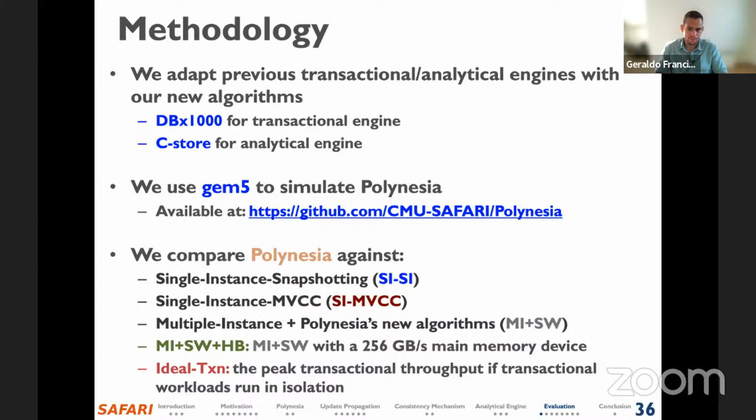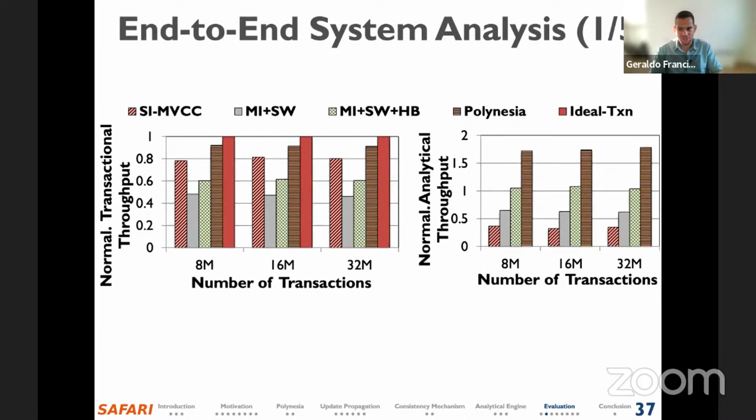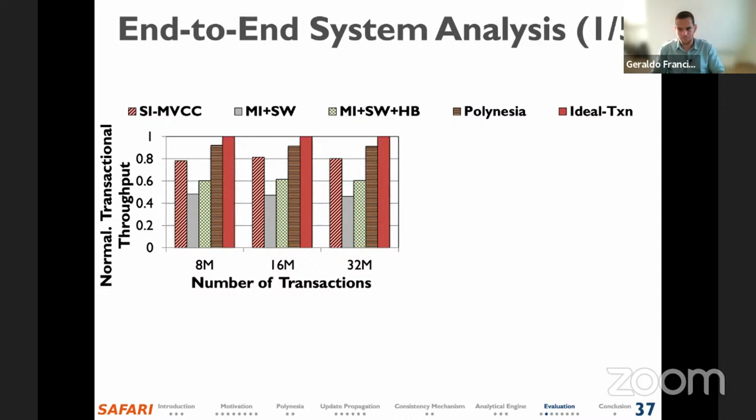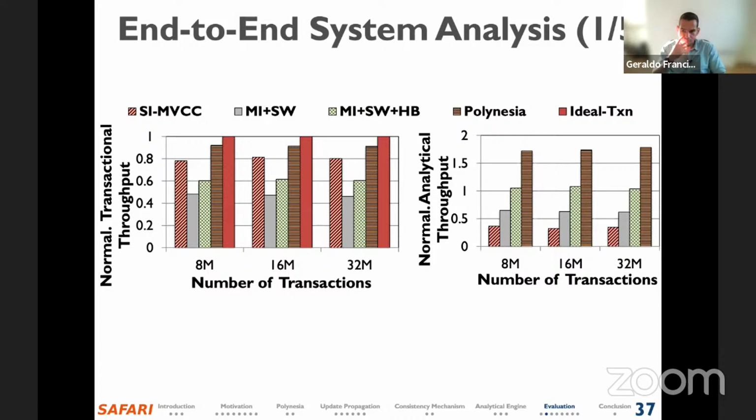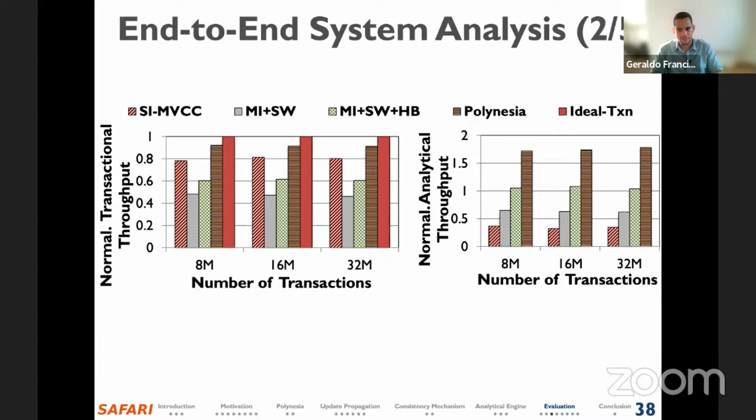So we evaluated transaction and analytical throughput for different numbers of transactions, normalized to the ideal transactional system. We make the following observations. First, while the single instance system with MVCC is the best baseline for transactional throughput, it degrades analytical throughput by 63.2% due to a lack of workload-specific optimizations and an efficient consistency mechanism.